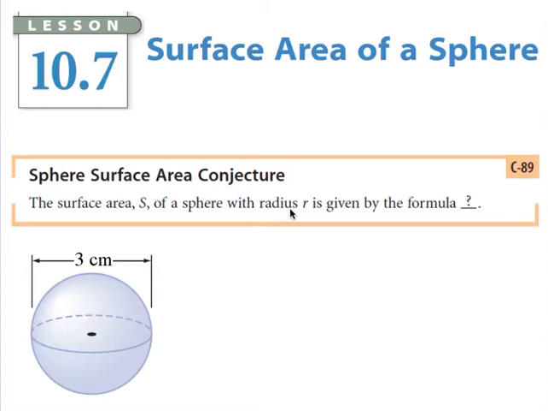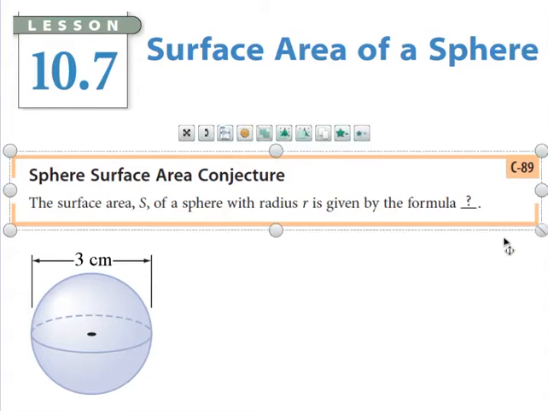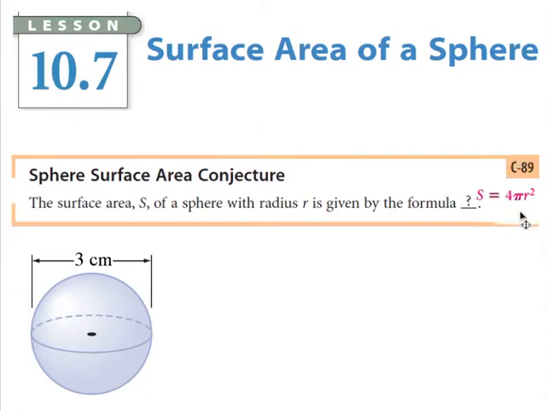Today, I briefly said what the surface area of a sphere is in passing. If you look at this, it says the surface area of a sphere with radius r is given by the formula S equals 4 pi r squared. So real similar to the volume of a sphere. This is the surface area of a sphere. Now the surface area of a sphere, remember, is the outside of a sphere.